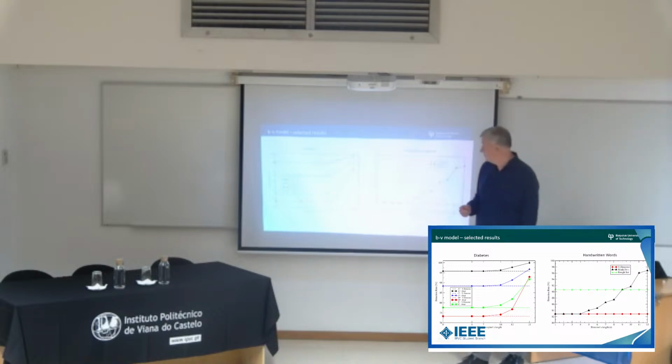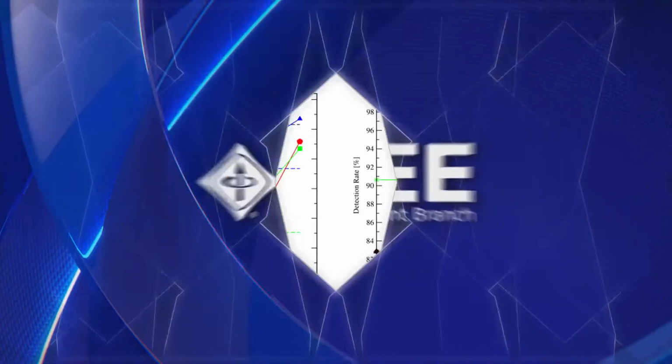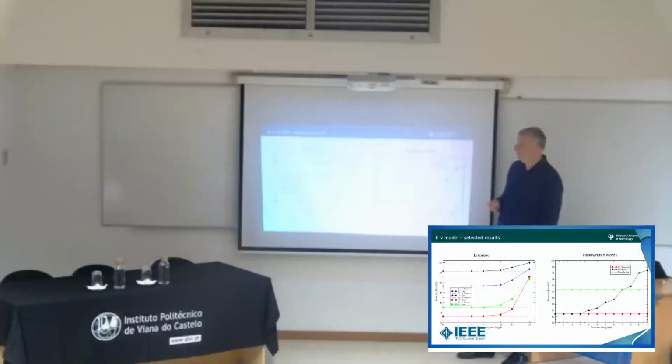These are some results for diabetes and handwritten words. As you can see, the straight line is the V-detector algorithm. The detector detects the unactive words at the level of 83%. But when we also use the binary detectors additionally, we can achieve about 96% accuracy. When you compare these values, you can see there's a big difference between using a single type of detector and using both types of detectors.